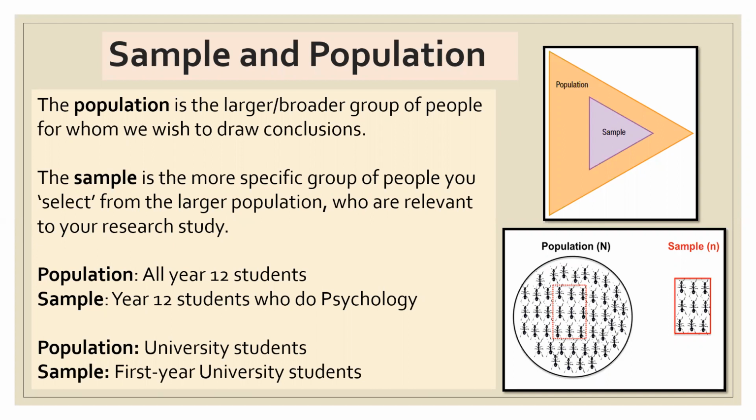So whenever we're talking about a sample, we're talking about the actual participants that have ended up being in the study. They're the ones that are being involved. They're the ones doing the activities or tasks the researcher wants them to do. They're the actual people in the study.